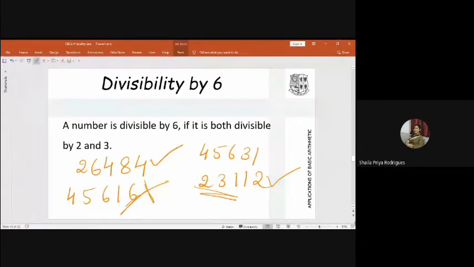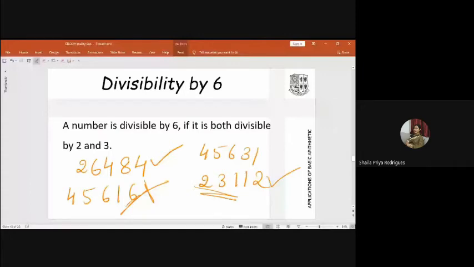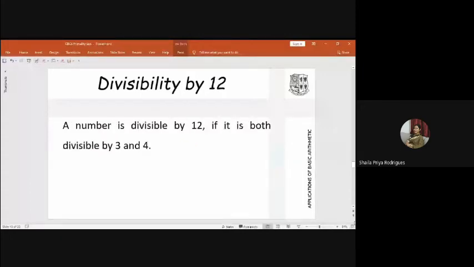Next is divisibility by 12. What do you think it is? It is similar to divisibility by 6. For 6, we used 2 and 3. What do you think we used for 12? Yes, 3 and 4. The number should be divisible by both 3 and 4. Then the number will be divisible by 12.